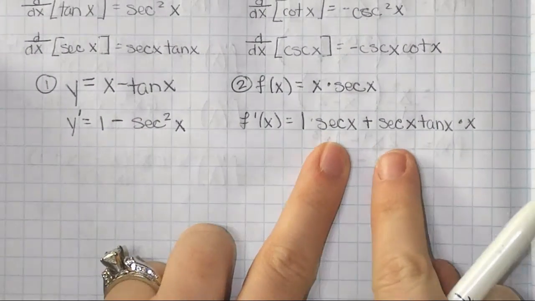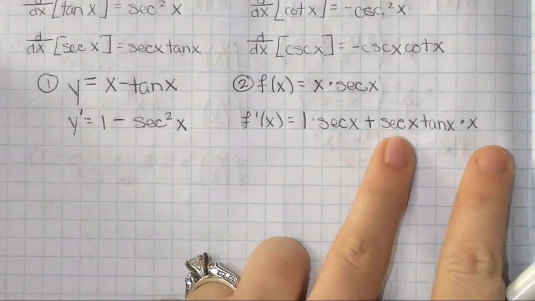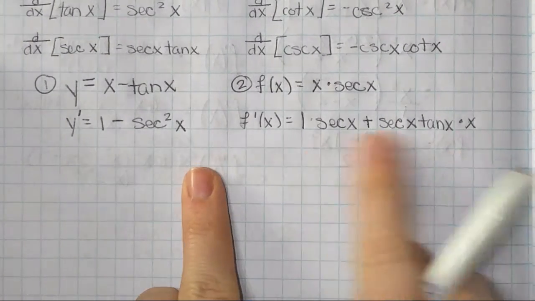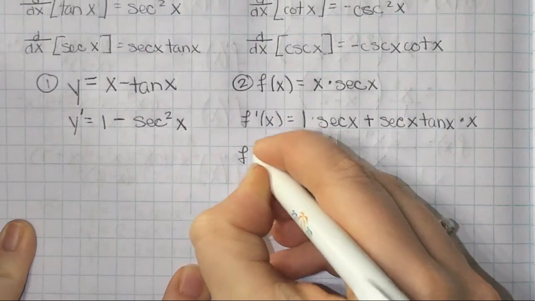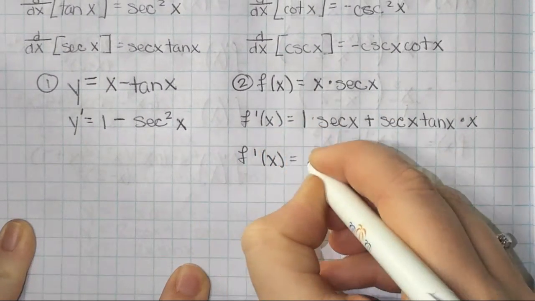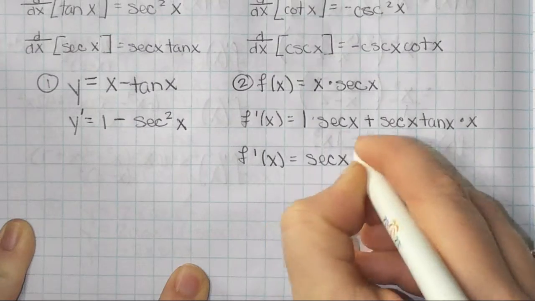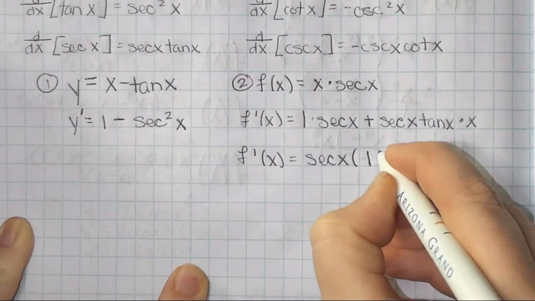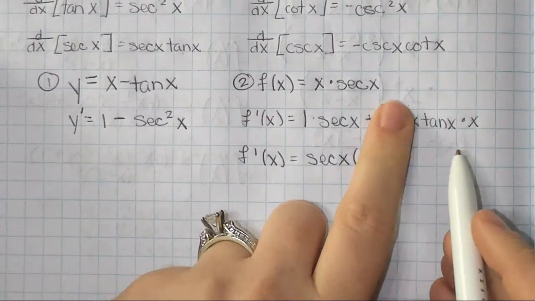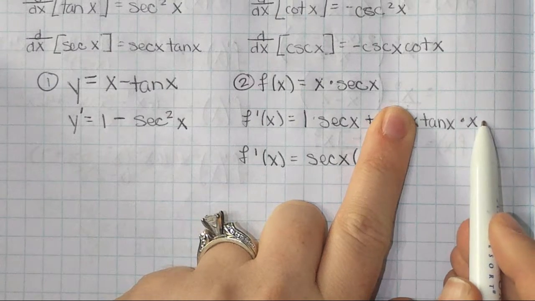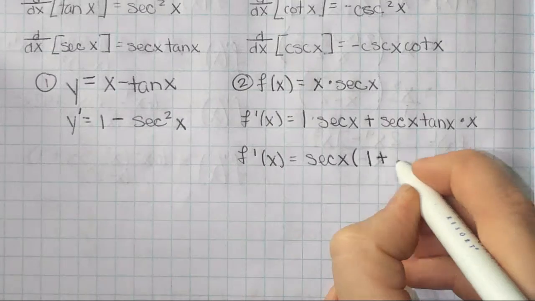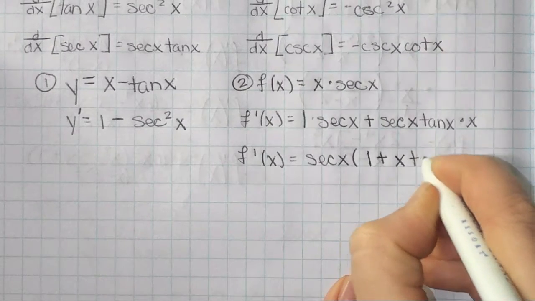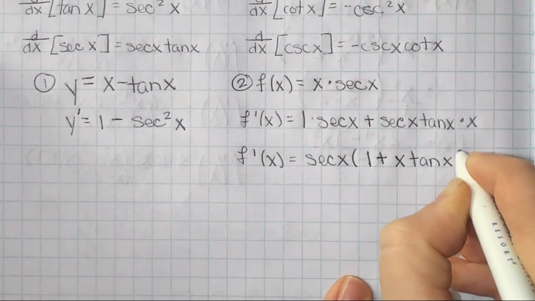But notice, here's my first term, here's my second term. Do they have any common factors? Secant x. So here I'm just going to say f prime of x is equal to, I'm going to factor out that secant x. I'm going to be left with 1 plus, don't be too confused, this is technically what I have left, but I don't like writing it like that. I'm going to make that x now a coefficient. So x tangent x.